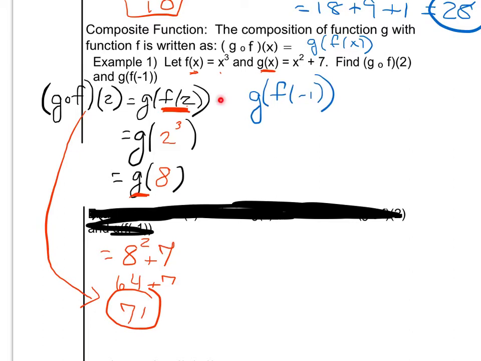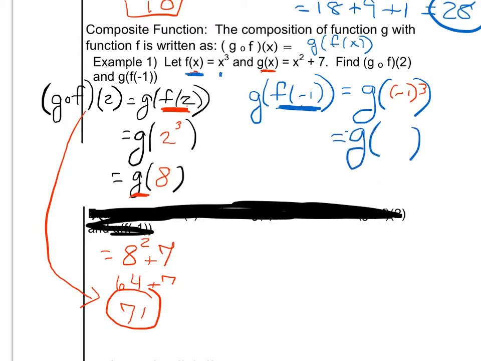Well, notice on this first one, the very first thing I did is I rewrote it in a notation that involved parentheses. I already have it in a notation that involves parentheses, so I'm going to start on my innermost parentheses. That tells me to go to my function f and plug negative 1 in for every variable, giving me g of negative 1 cubed. Well, I know negative 1 cubed is negative 1 times negative 1, which is 1, times negative 1, which is negative 1, giving me g of negative 1.